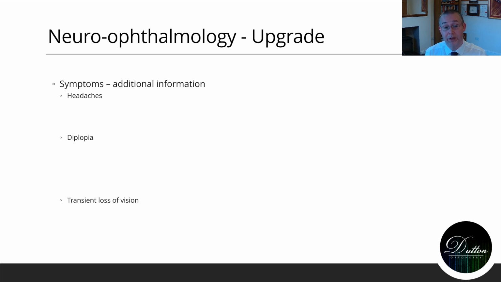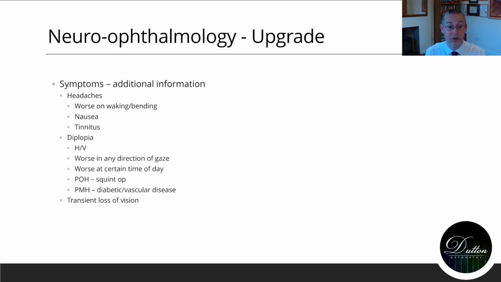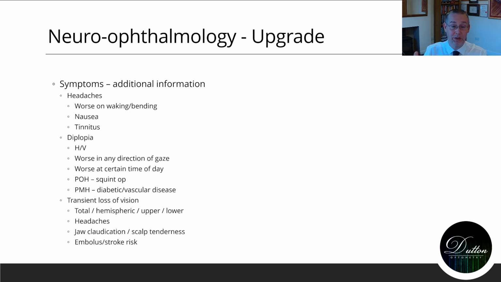So those three areas I mentioned: headaches, diplopia and transient loss of vision. In the context of headaches, worse on waking, worse on bending, any nausea, any tinnitus, so these things are pointing towards neurological dysfunction. The usual questions about diplopia, and I've covered that in the talk on the adult squint and ocular motility referrals.